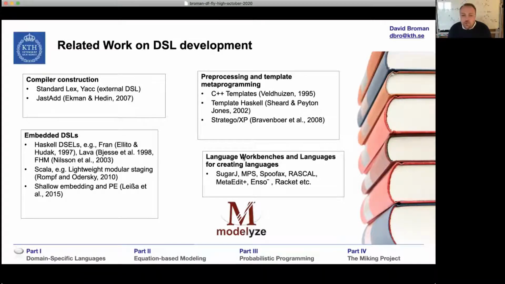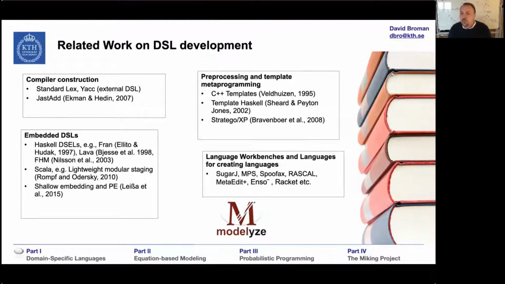I'll say a few words about a framework that I've been developing over several years, and then on this ongoing effort.